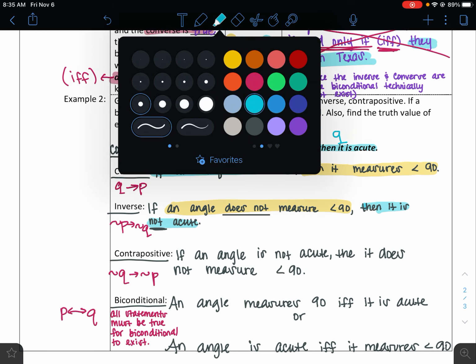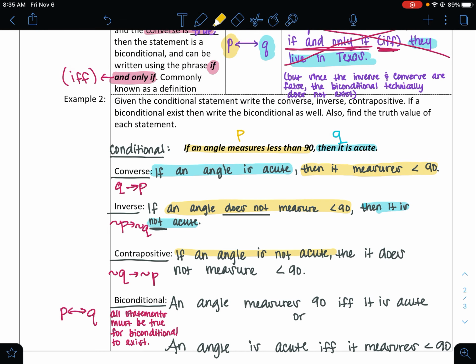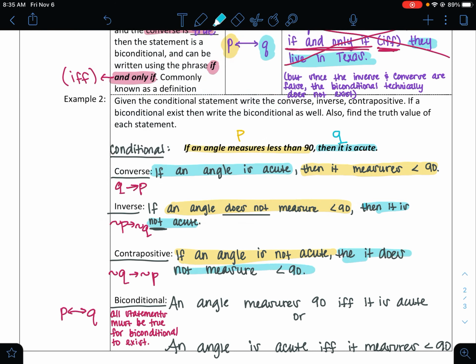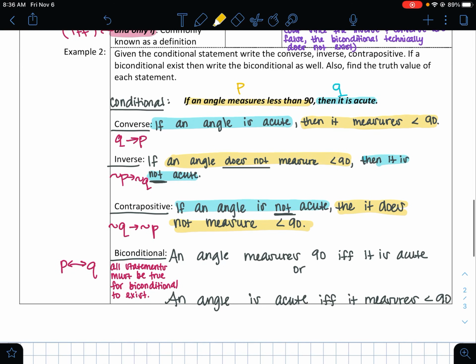Contrapositive, we switch them and we make them both opposite. So if an angle is not acute, then it does not measure less than 90. So again, for both of these, we have not. And they also switched. And I did that backwards, so sorry. If an angle is not acute should be my conclusion, right? Because that was what the original one said. It does not measure less than 90. Sorry about that mistake. Just fix it real quick on yours.